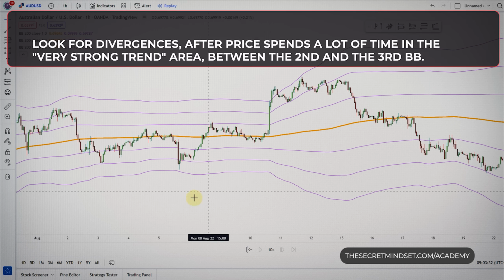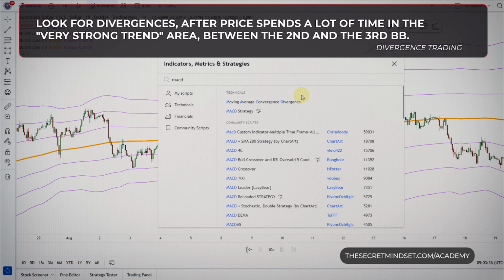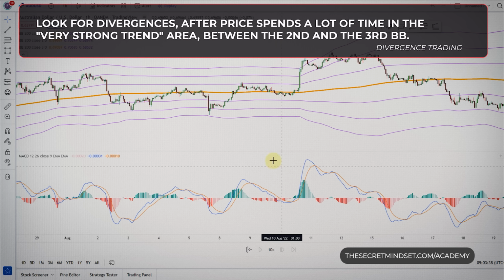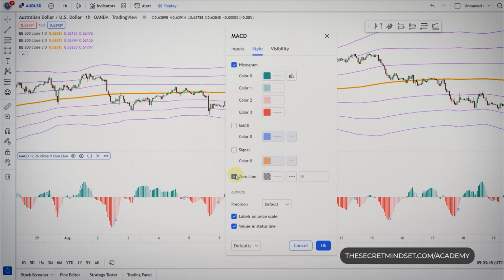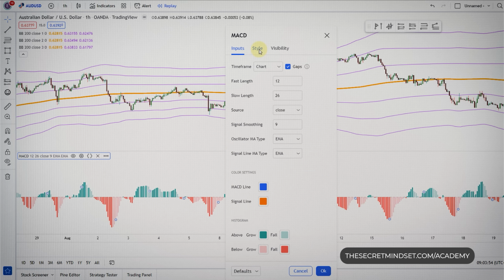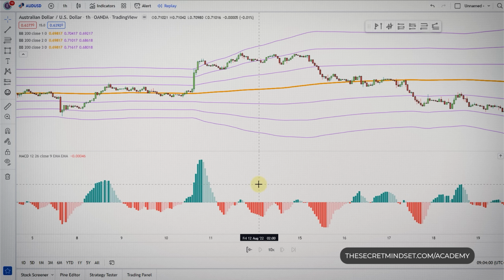If you want to catch reversals, you could trade divergences after price spends a lot of time in the very strong trend territory between the second and the third band of the setup. A divergence is an event that is associated with increased levels of volatility. I've added the MACD histogram to easily spot points of inconsistency between price and the indicator.